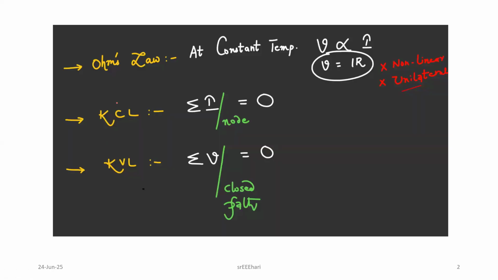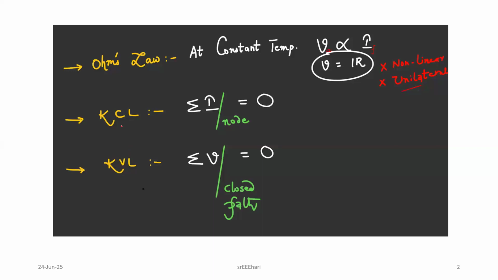Coming to Ohm's law: at constant temperature, the voltage across an element is directly related to the current flowing through that particular element. V is equal to IR. It is not applicable for nonlinear elements and unilateral elements. These are the two limitations.